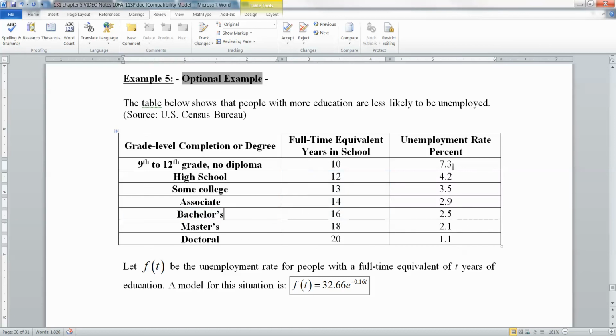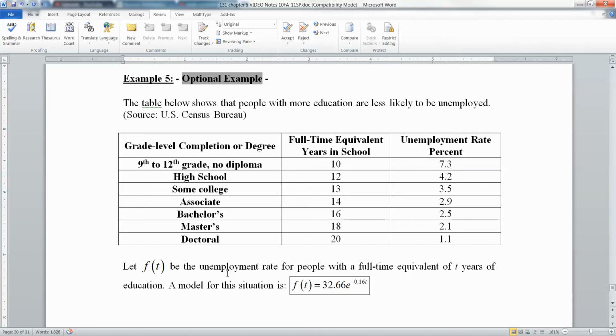A bachelor's degree is the equivalent of 16 years and so on. And then these are the corresponding unemployment rates. You can see that people with doctoral degrees only have an unemployment rate of about 1.1%. But people that have just high school, no college at all, have an unemployment rate of about 4.2%. So the more educated you are, in general, the lower your unemployment rate is. Now, this was before the big economic downturn, but nevertheless, this trend still is borne out even now. It's just that all the numbers are higher, something like in the teens, for example.